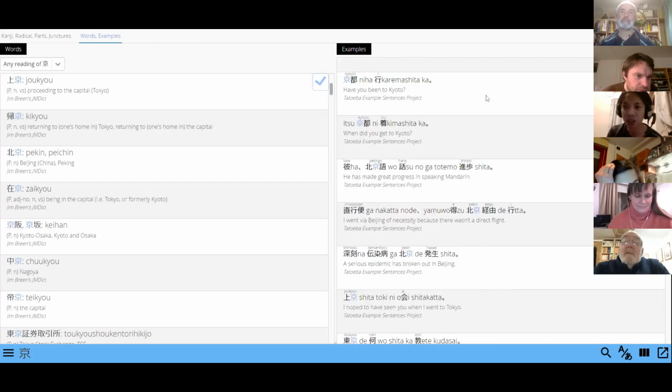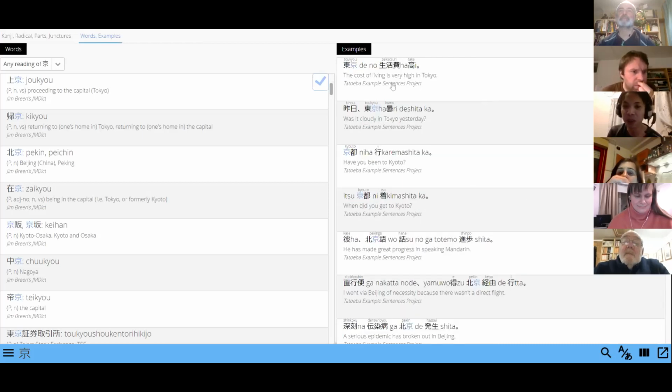And for some people, it's better to learn the kanji if you have an example in an actual sentence. Some people learn more efficiently that way. So EDICT has everything you need. For example, Tokyo de no seikatsuhi wa takai: the cost of living is very high in Tokyo. True. So let's go back to this slide.